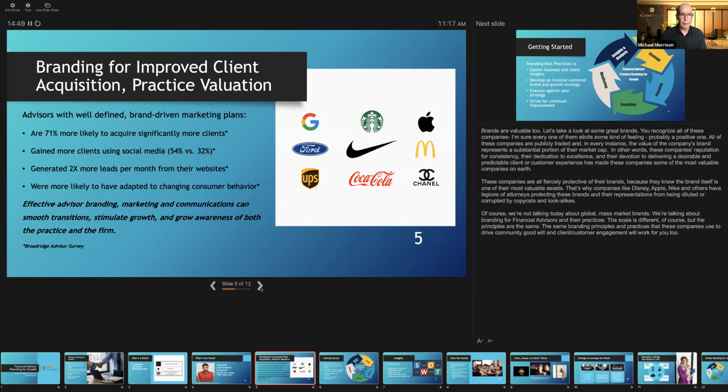advisors with well-defined brand-driven marketing plans are 71% more likely to acquire significantly more clients. They gained many more clients over social media. They generated 2 times more leads per month from their websites, and were more likely to have adapted to changing consumer behavior. So you can see right there, if you're getting those kinds of performance improvements and the business results that must drive, that right there is adding value to your practice.